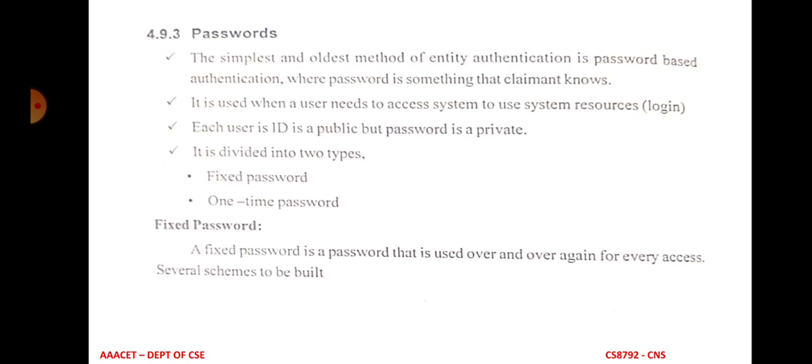Next one is password, we all know, right? The simplest and oldest method of entity authentication is password-based authentication. We are familiar with that, right? It is used when a user needs to access a particular system or utilize the system resources. Each user has an ID that is public, but the password is private.